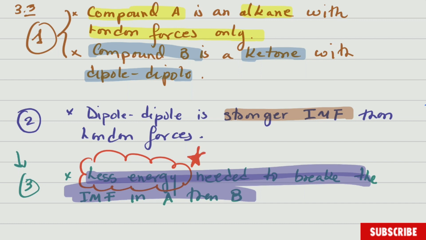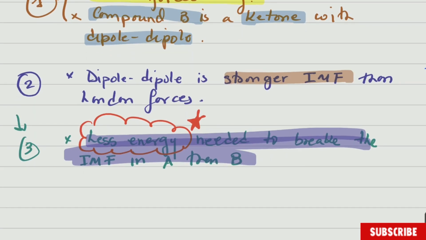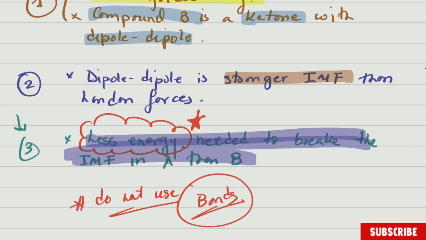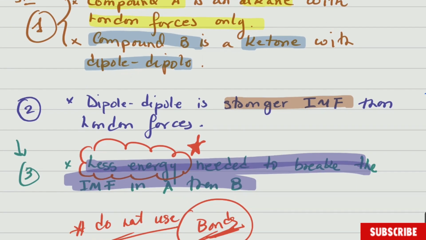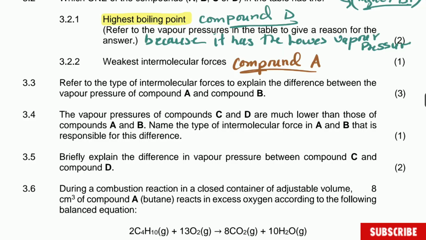Now, another important thing, which is be careful. Do not use the word bonds. If you use the word bonds, you are doomed, guys. You will lose the marks. You can only use the word bonds in the name of hydrogen bond, but you are not breaking bonds, you're breaking intermolecular forces. I hope you are listening carefully, because this one is one of the reasons learners lose a lot of marks.